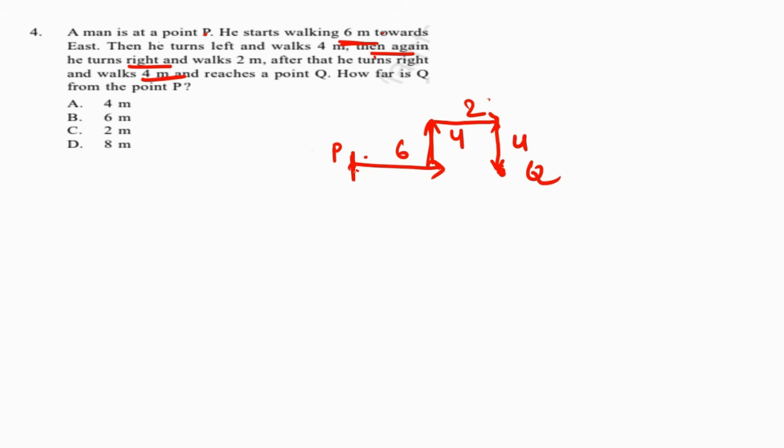So what is the distance between point P and point Q? This much is 6, and this is 2, parallel to this. If this is 2, then this is also 2. So 6 plus 2, 8 meters is the answer. Option D.